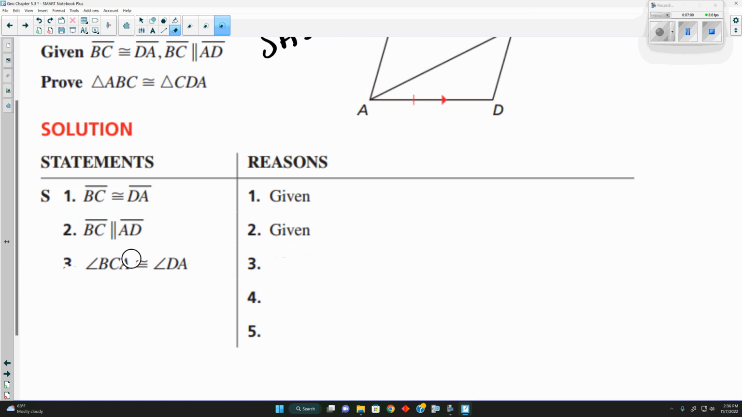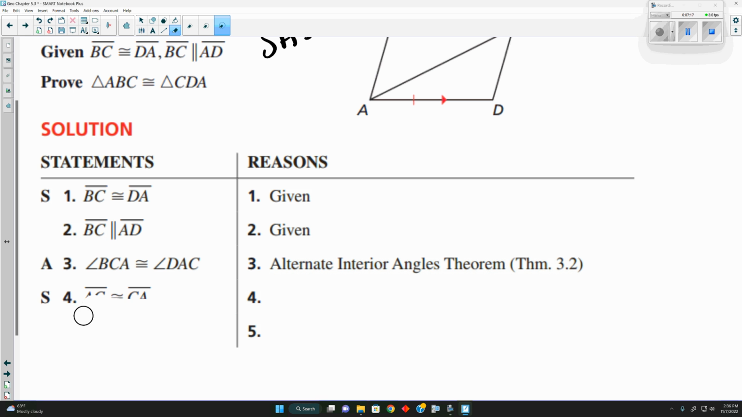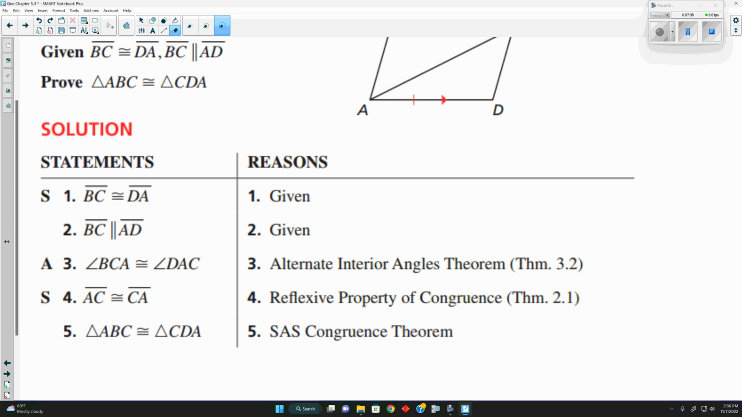Now we can say that these two angles are congruent by the alternate interior angles theorem. Because of the two parallel lines, it would mean that these two angles are congruent. So we have a side, an angle. Well, we'll need a third side, AC and CA. Well, reflexive property, or we can just say they're the same line, AC and AC. Because we have side, angle, side, we can say that the two triangles are congruent.